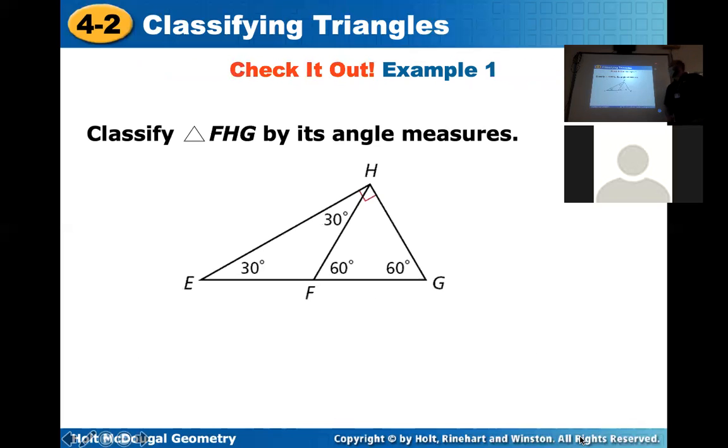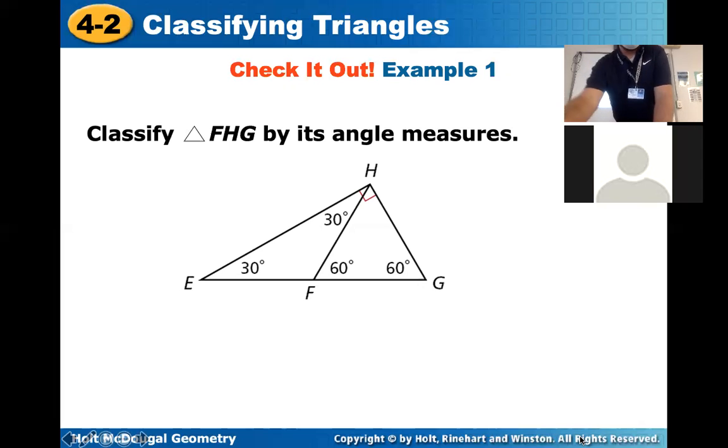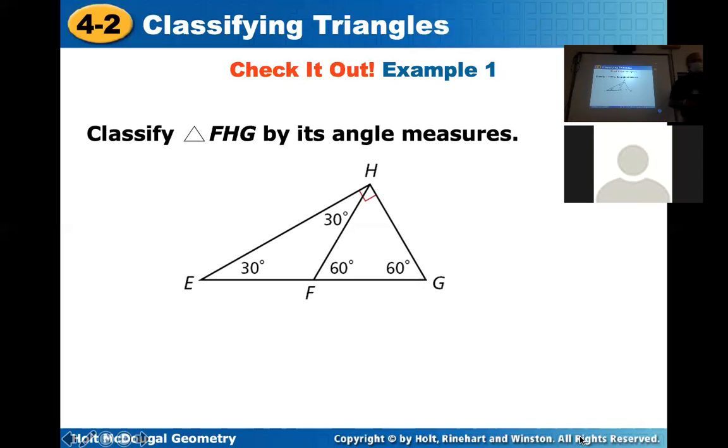Do this one. Classify triangle FHG by its angle measures. Now, remember, you don't know that a triangle adds up to 180 yet. You can't use that because we haven't developed that yet. We'll do that later today, but we haven't done that yet. So you have to do some other sort of math to get yourself to understand what that other angle measure is. Okay? Classify that triangle.